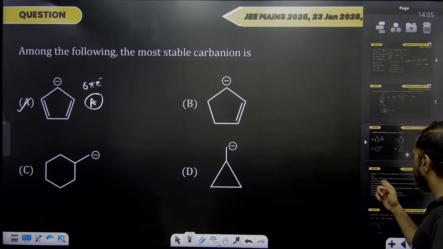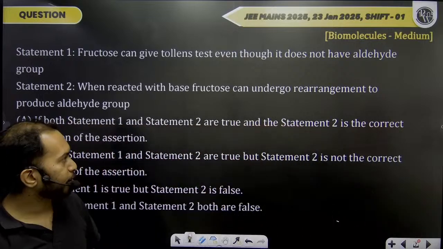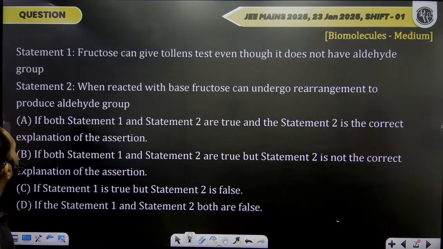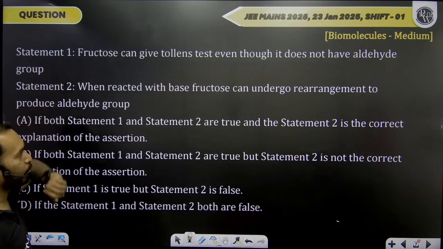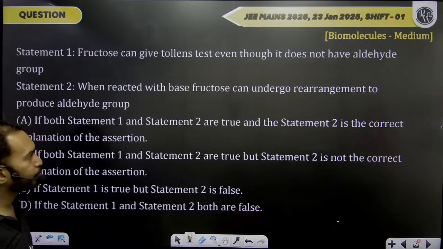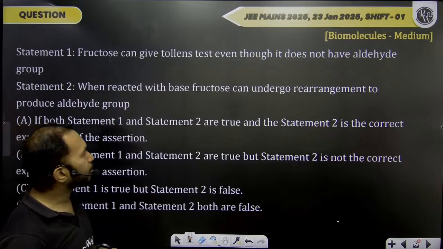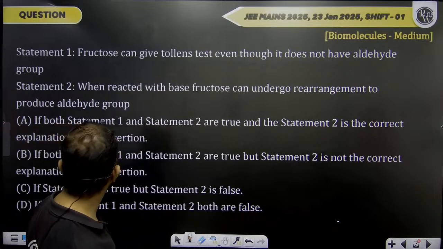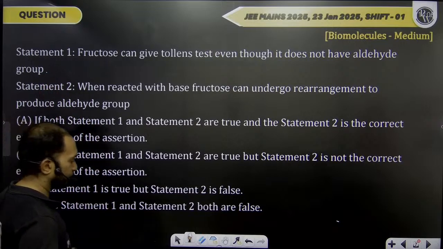So moving to the next question. Assertion reason type question. Now look at this question. Let's look at both the statements one by one, and first we will identify whether each statement is true or false. Statement 1: fructose can give Tollens test even though it does not have an aldehyde group. What do you say, guys? Is statement number 1 true or false?